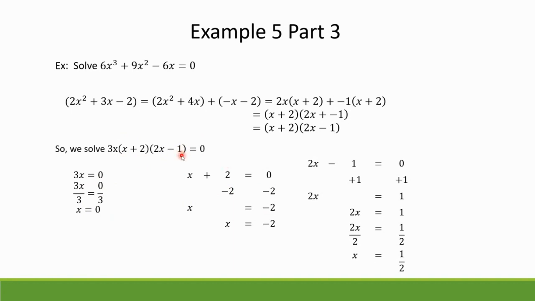And 2x minus 1, same idea, right? You set that equal to 0, solve for x. You add 1 to each side, because you want to get x all alone. So you get 2x equals 1. And once you do that, you divide both sides by 2. And doing that, we get x equals 1/2. So those are the 3 solutions.